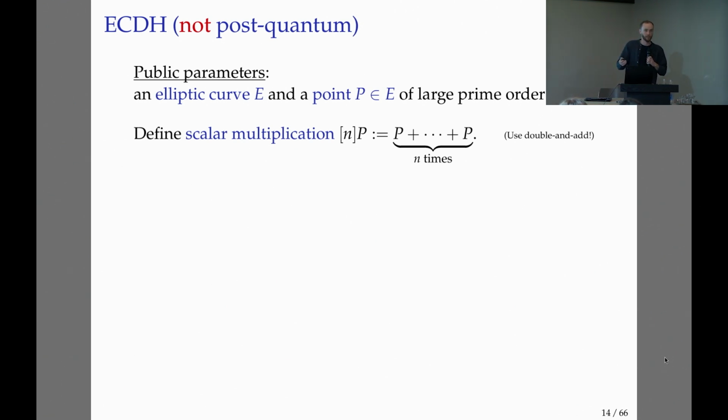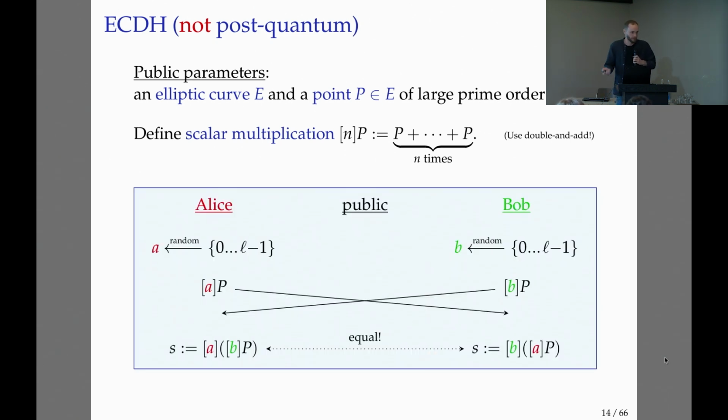And just as before, here we don't really want to add it n times in a straightforward way, but we really want to use square-and-multiply, or double-and-add as it's called now because we have additive notation, but it's the same thing. And then we have this protocol, which is just Diffie-Hellman, but with elliptic curves. One reason why this slide is here is because this notation, the scalar multiplication map, will show up again later, so keep that in mind.